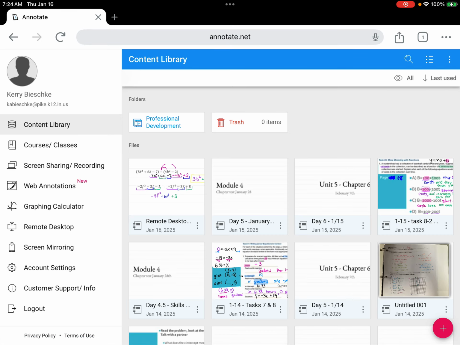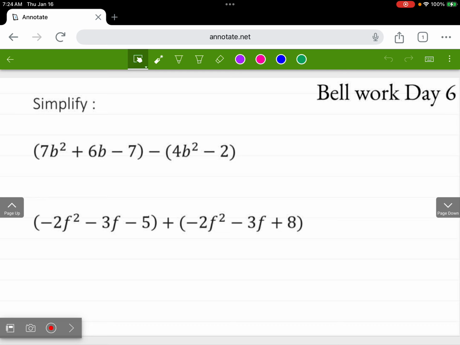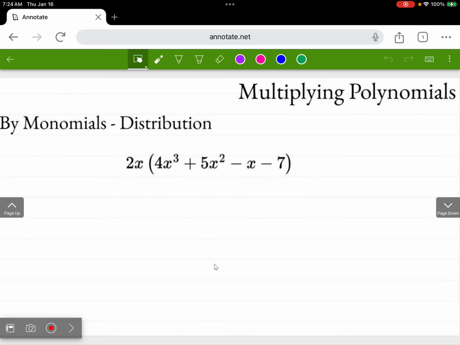All right, so let's get into what we're doing today, which yesterday we did adding and subtracting. Today, we're going to do some multiplying. We're going to take a polynomial and multiply it by another polynomial. Sometimes we will multiply by monomials. Sometimes we will multiply by other polynomials. But we're going to do some multiplying today.